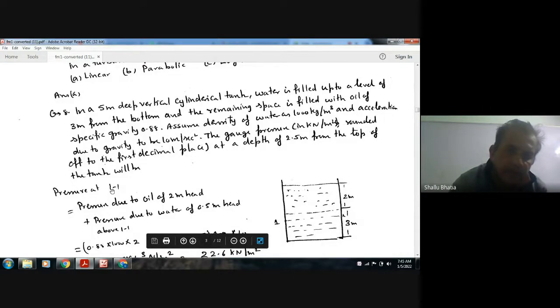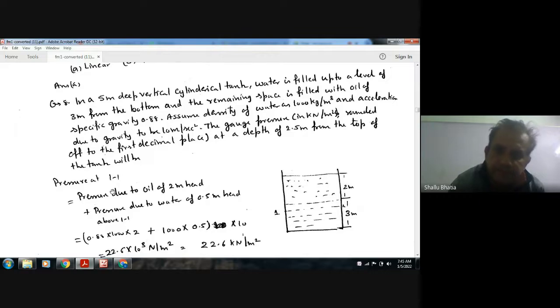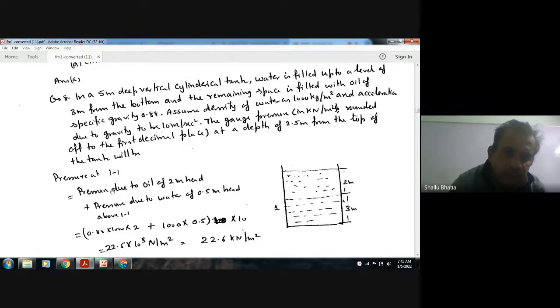Okay. Next, question number 8. In a 5-meter deep vertical cylindrical tank, water is filled up to a level of 3 meters from the bottom, and the remaining space is filled with oil of specific gravity 0.88. Assume density of water as 1000 kilogram per meter cube and acceleration due to gravity to be 10 meter per second square. The gauge pressure in kilonewton per meter square, rounded off to first decimal place, at a depth of 2.5 meter from the top of the tank will be?